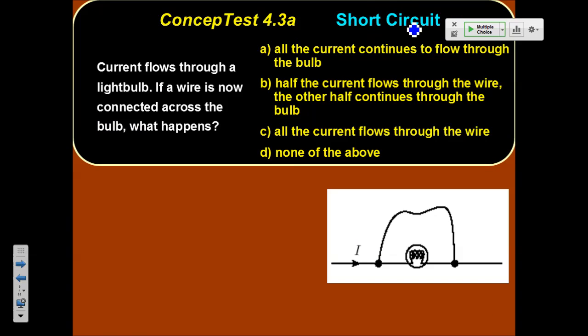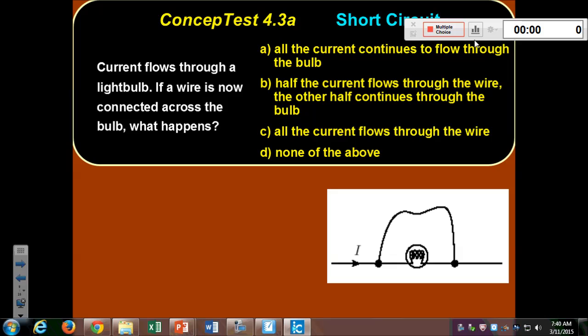All right, current flows to a light bulb. If a wire is now connected across the bulb, what happens? Does all of the current continue to flow through the bulb? Half goes through the wire and the other half through the bulb. All the current flows through the wire, or none of the above.